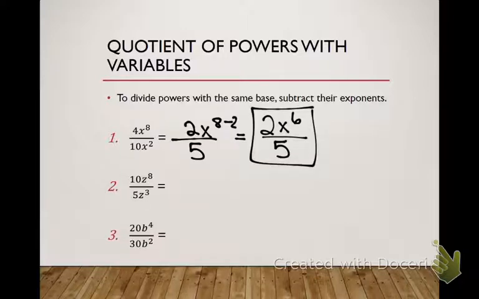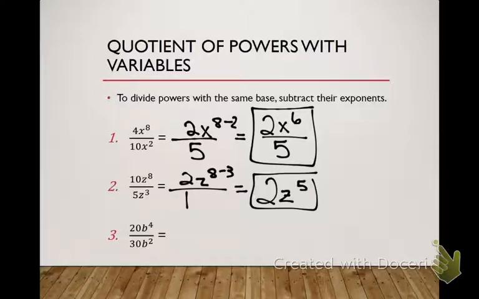Okay, so reduce 10 over 5, that's 2 over 1. I technically don't even need the 1. And then z to the 8 minus 3, and I leave my leftovers on top, but again, it's over 1, so it's just done. 2z to the 5th. Who got 2z to the 5th?